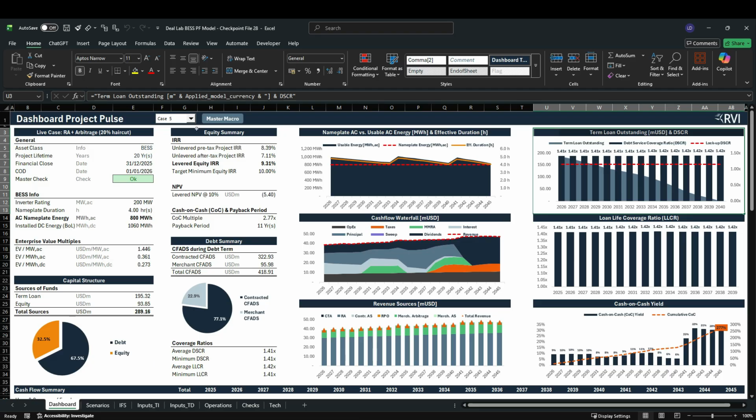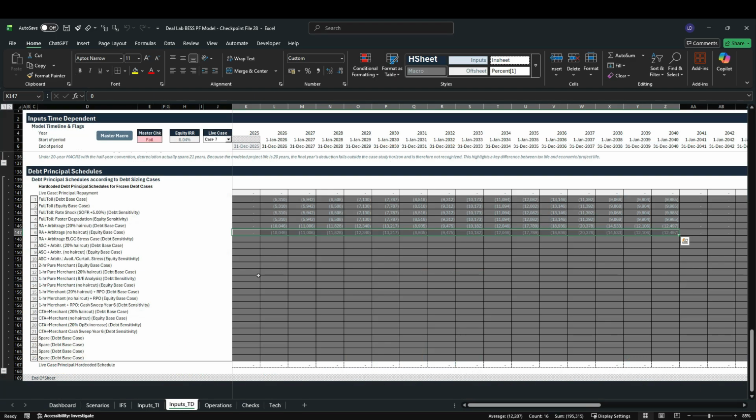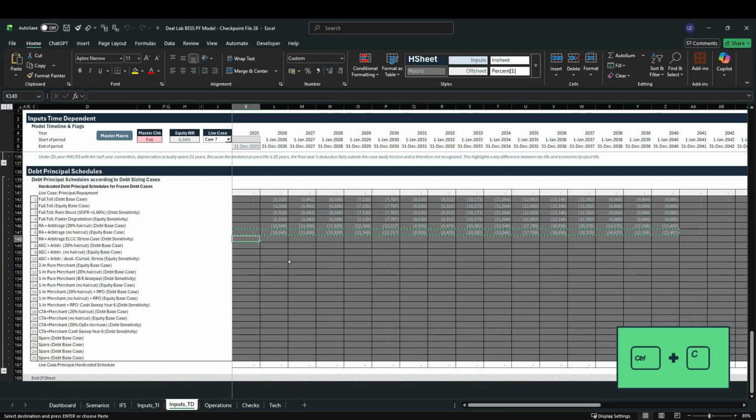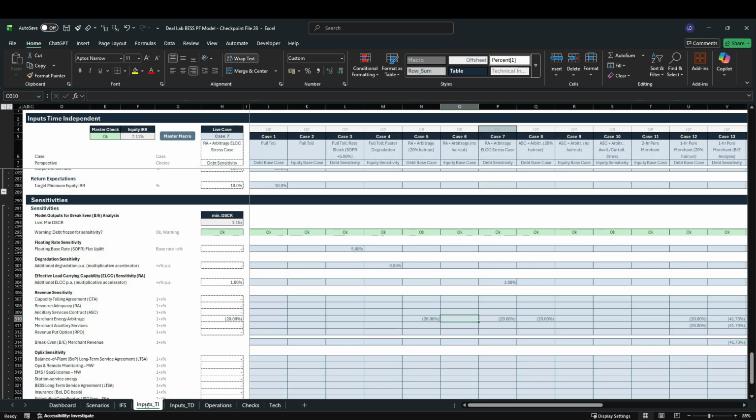All right, now we covered case 5 and case 6. Now let's move on to our final case, case 7. And since we have not yet implemented a debt schedule, it's again an unlevered case. So for this one, let's do it easy and just copy and paste the hard codes right here. Move to the inputs time independent sheet.